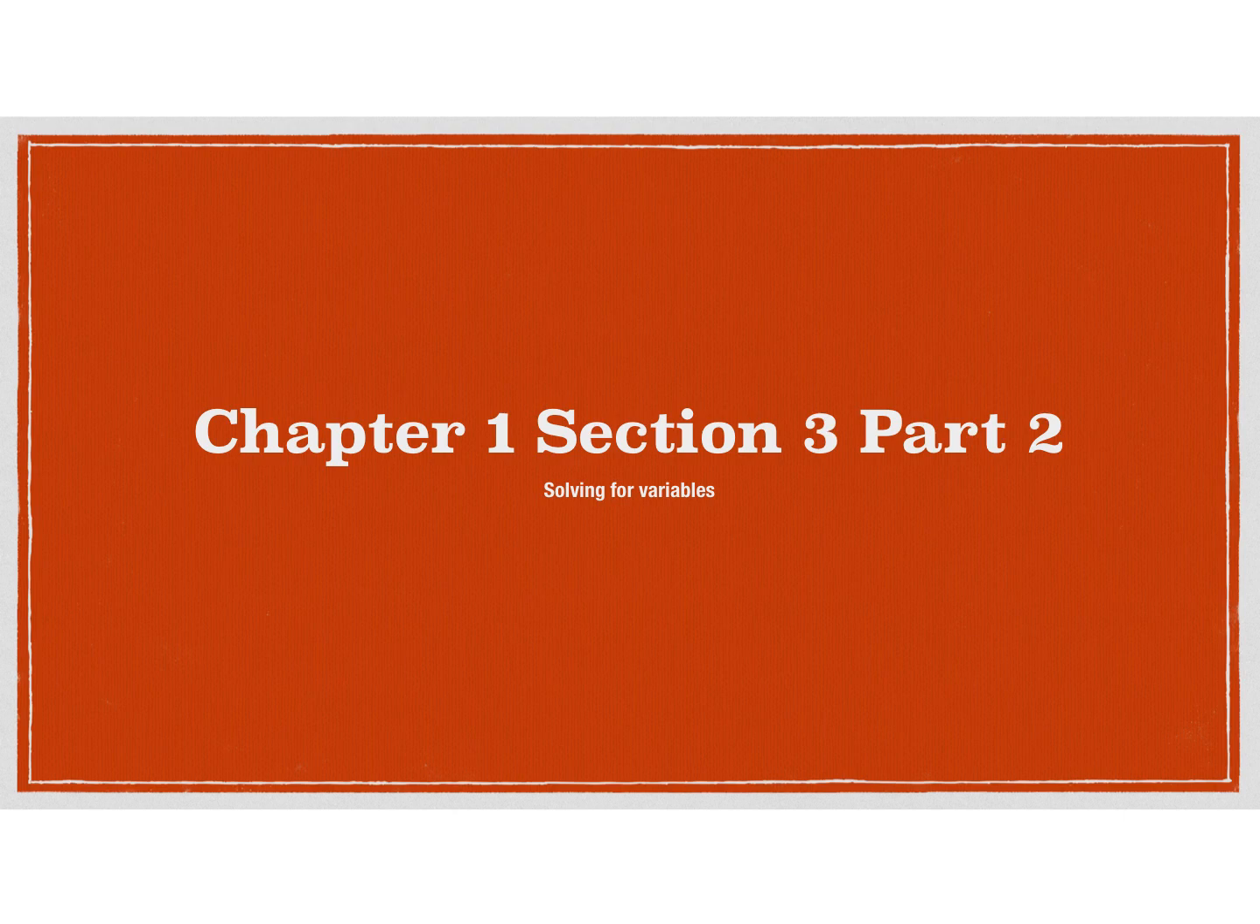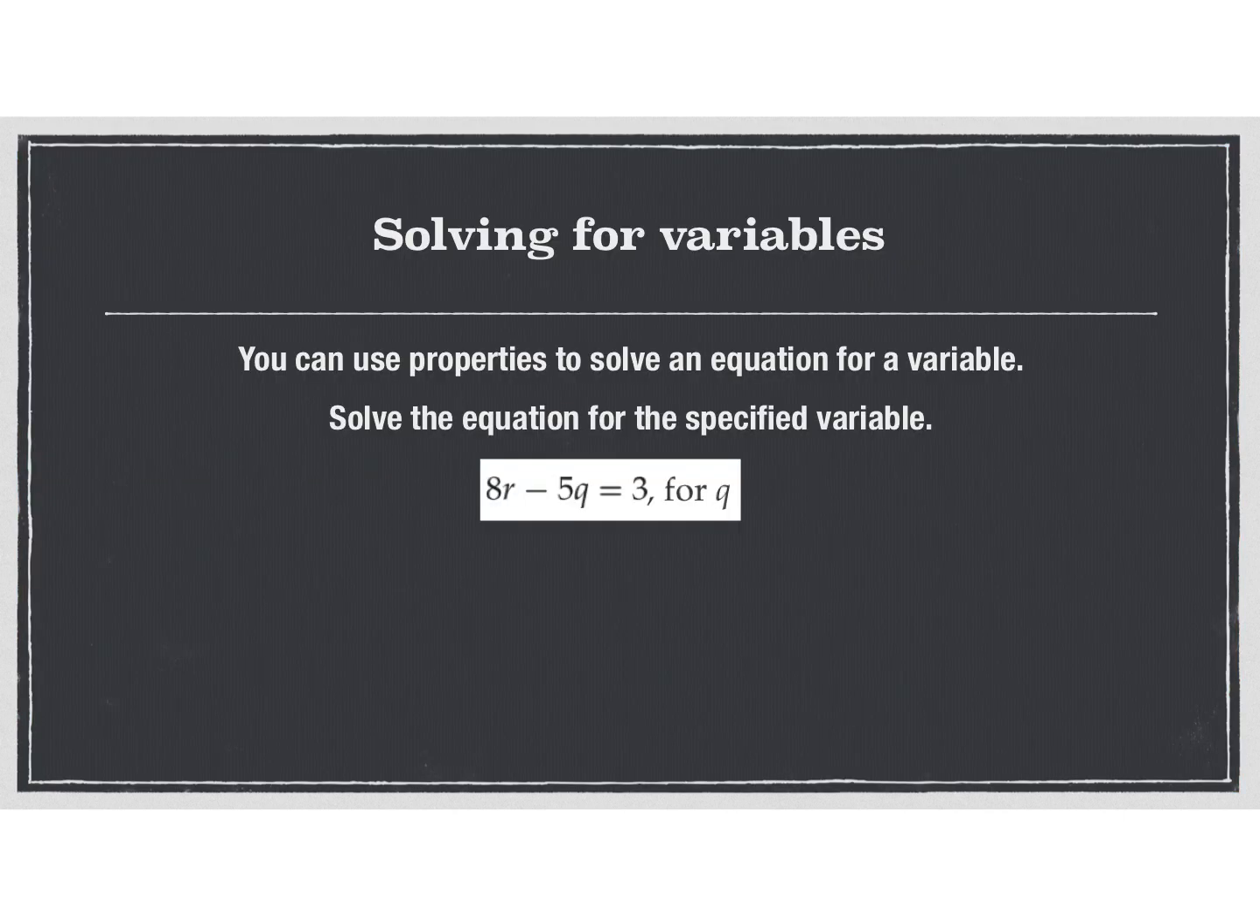We're going over chapter 1, section 3, part 2. That is solving for variables. You can use properties to solve an equation for a variable. You can solve the equation for the specified variable.